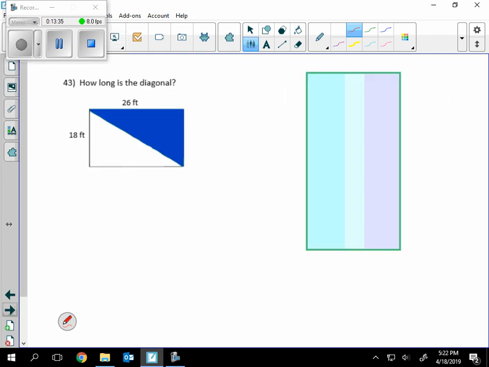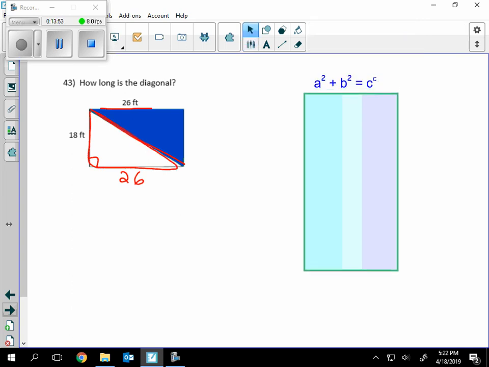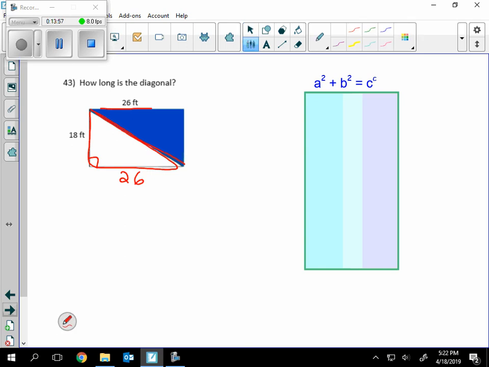Number 43, how long is the diagonal? So they want to know how long it is from here to here. Well, recognize that if this is 26, and assuming we have a rectangle, then that's 26. And oh yeah, look, a right triangle. We are talking a squared plus b squared equals c squared. And this time, the unknown amount is our hypotenuse, the c. Makes the math a teeny bit easier.